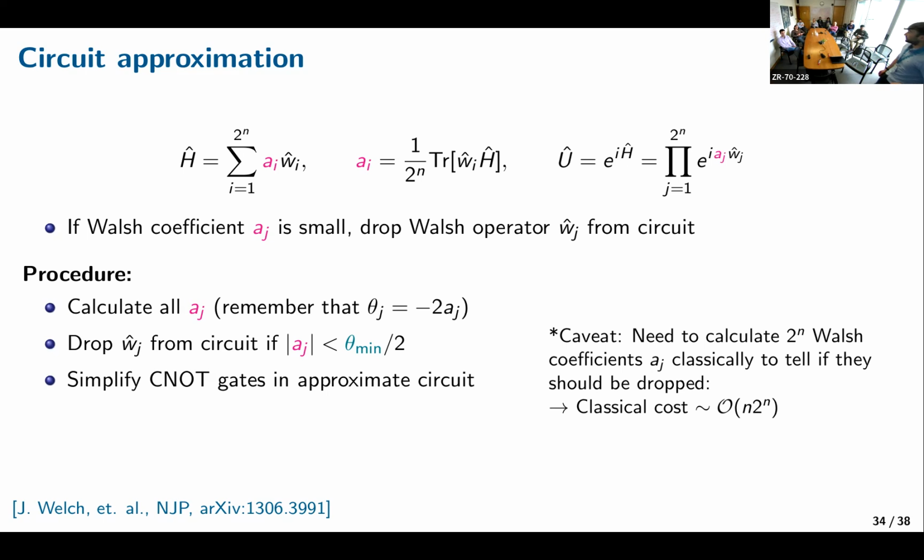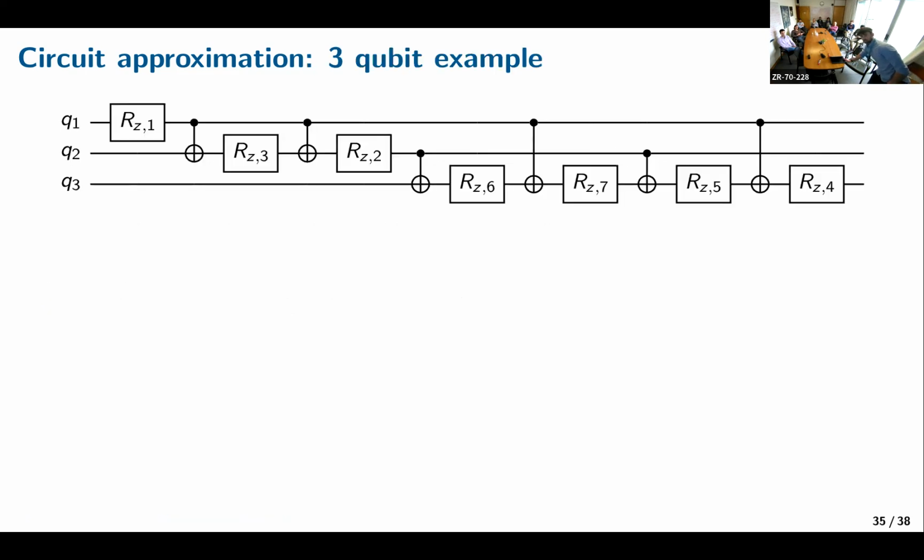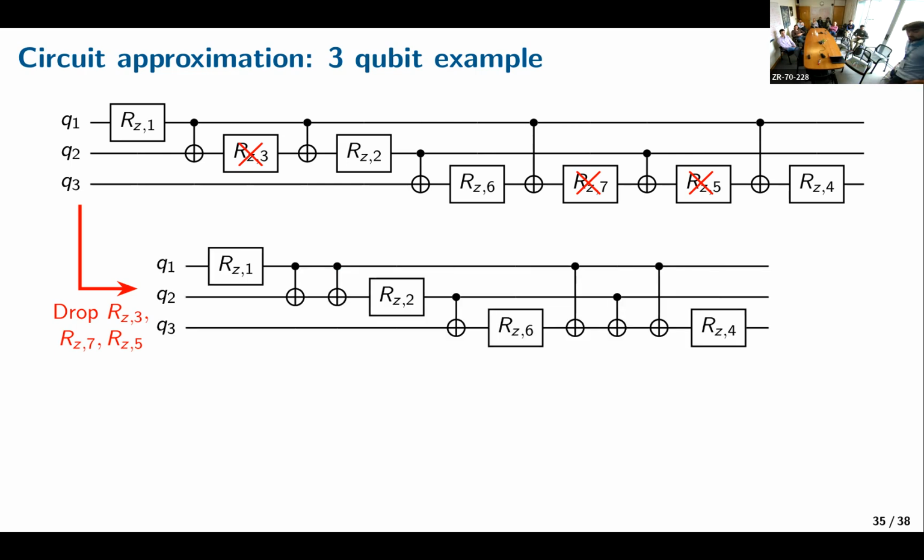And to give a little intuition for how this can simplify a circuit, here's a simple 3-qubit example. This is how you build an arbitrary 3-qubit diagonal unitary matrix. It's rotation gates with alternating C0 gates here. In this example, let's assume that we've chosen some cutoff. We're going to drop all rotation gates. So the rotation gates 3, 7, and 5, we're going to drop these from our circuit. And so the resulting circuit looks like this.